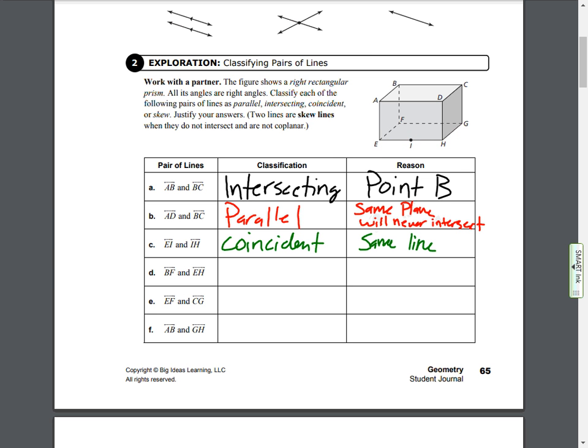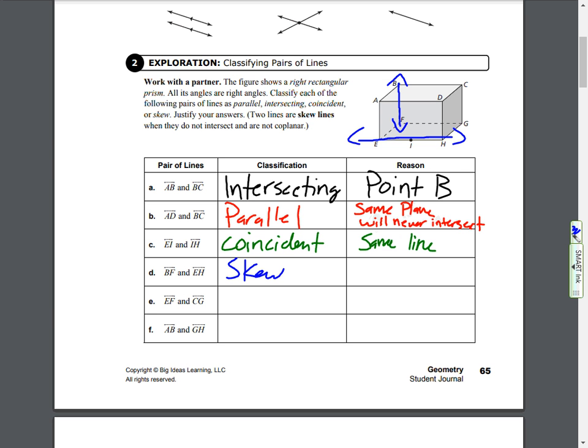Okay, line BF. Line BF is right there. And if you were to think this is a 3D image, right? And line EH. So with my drawing, my two blue lines, they look like they're going to intersect. But this is a 3D image, so line BF is behind line EH. So those two lines won't actually intersect. They're not parallel by any means, and they're not coinciding. So those are what we call skew lines.